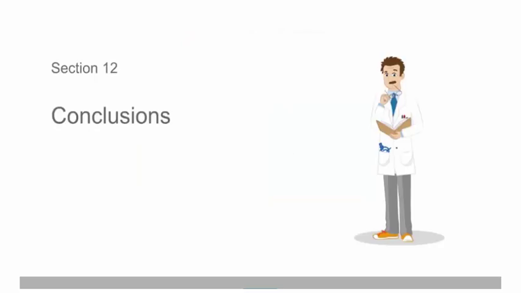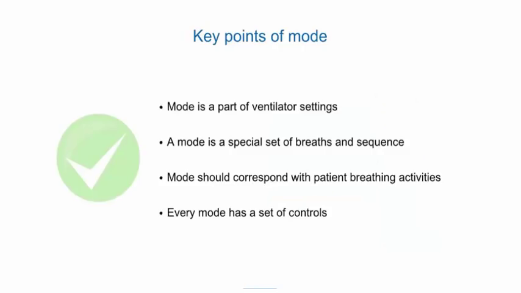Conclusions. This learning module provides basic information about ventilation modes. The ventilation mode is a part of the ventilation settings. By definition, a mode is a predefined set of breath types and sequence for a particular ventilator behavior. Every mode has its indication, which is primarily based on the status of a ventilated patient's breathing activities. Every mode has a unique set of control parameters.